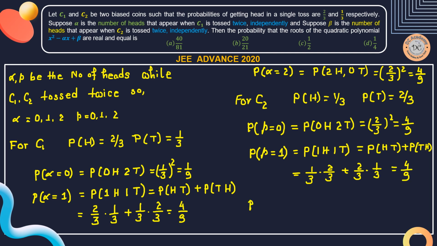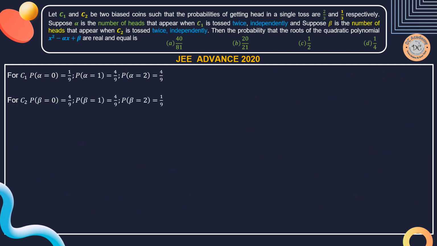And the probability of the last case, beta equal to 2. That is the probability of getting 2 heads and 0 tails. The head probability is 1/3, so (1/3) squared. That gives you 1/9. So with that, we are able to compute all the probabilities in the respective cases. Notice we obtained all those probabilities.